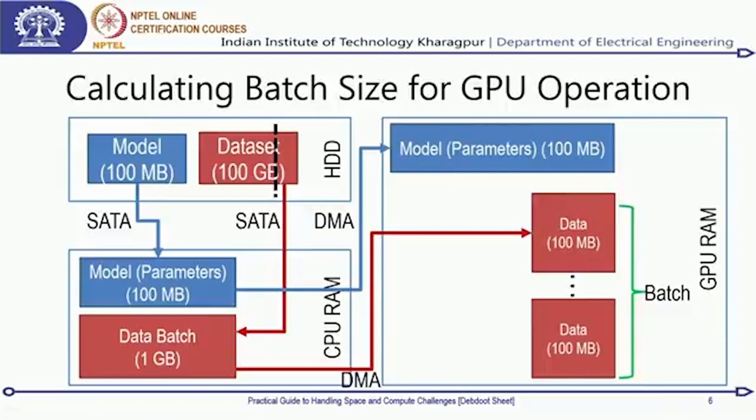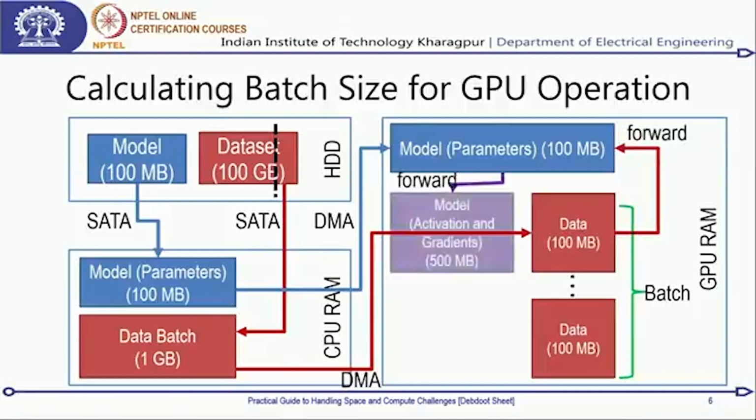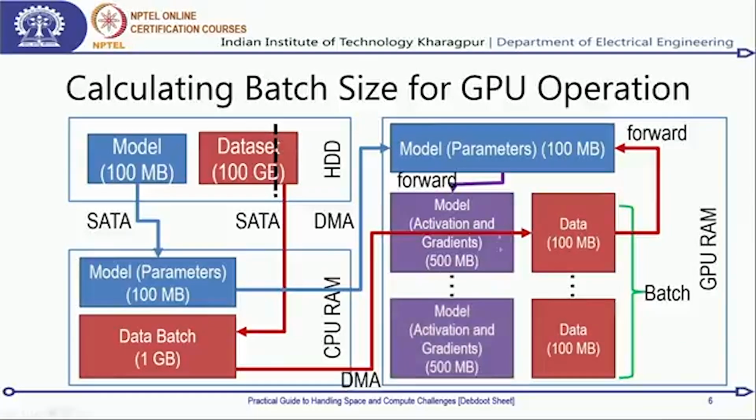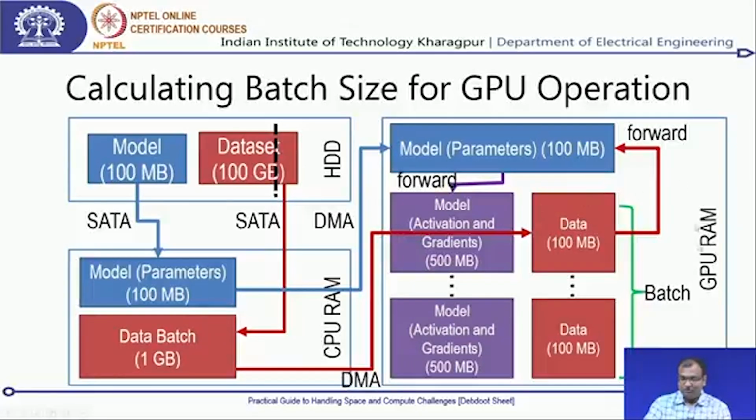Now, when I do the forward operation, for each data point it does a forward pass, and then it creates activations and gradients. Now, these activations and gradients are stored on my GPU RAM. They are not present on my CPU RAM in any way, and that is where it really saves.